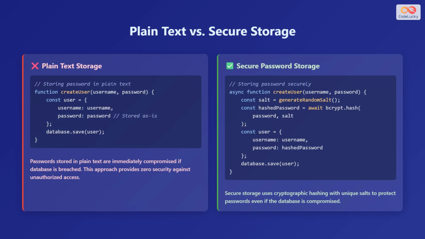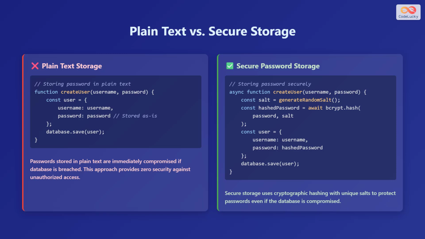Here's a comparison between storing passwords in plain text and storing them securely. On the left, we see an example of bad practice. The code shows a function that creates a user and directly saves the password provided by the user in the database without any encryption. Storing passwords in plain text is extremely risky. If a database is breached, all passwords are immediately compromised. This approach provides no security against unauthorized access.